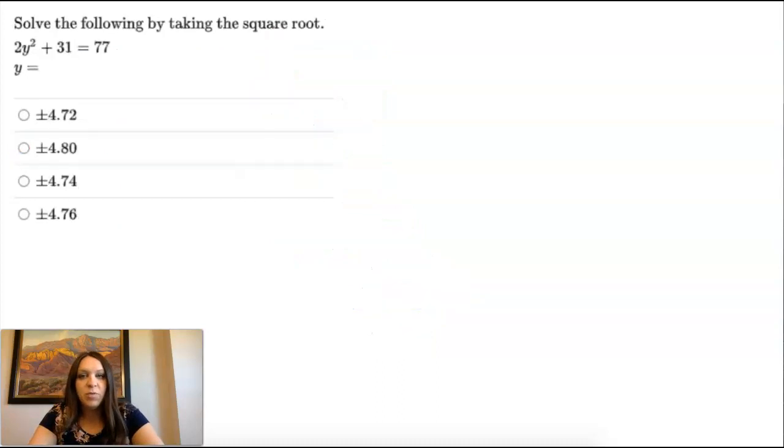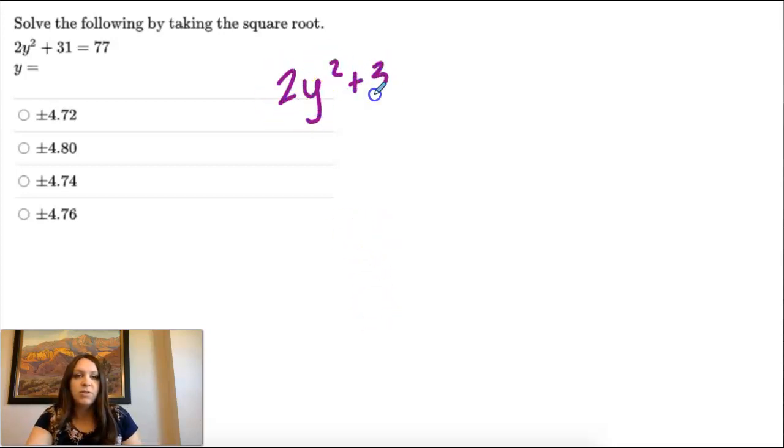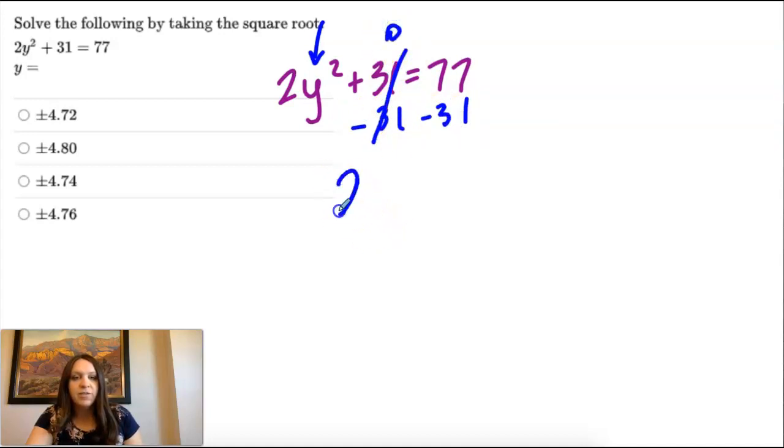Okay, I'm going to do one more where we just have an extra step. So 2y squared plus 31 equals 77. So remember, the goal is to get y squared by itself. So my first step on this one is I'm going to have to subtract the 31 from both sides. So I have 2y squared left over equals 46.